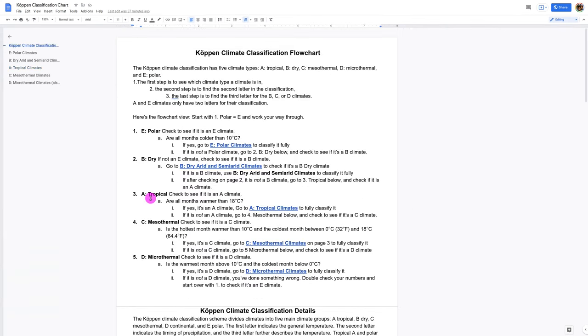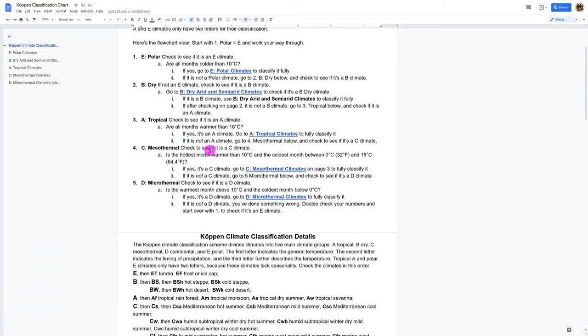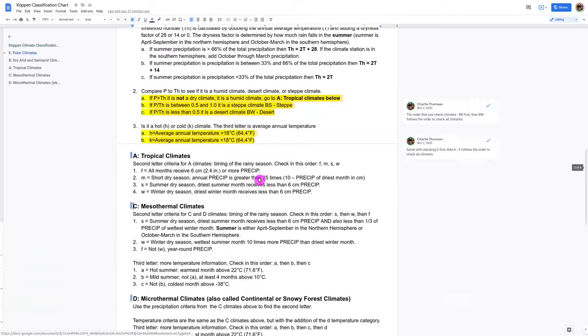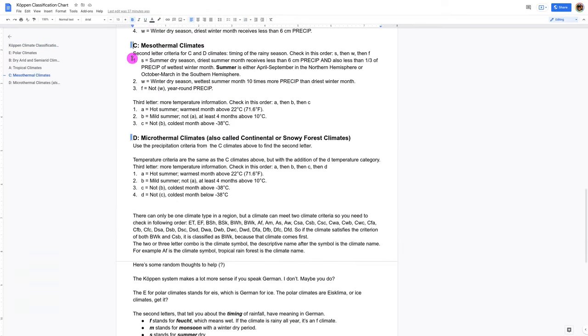But if it's not a tropical climate, then you check to see, is it a mesothermal climate? Is the hottest month warmer than 10 Celsius and the coldest month between 0 and 18? If so, it's a C climate. Go to the mesothermal. So the first thing I would do is double check. Do you have 3 months warmer than 10 degrees? And is the coldest month warmer than zero? Cool, let's find the second letter. So the first thing you check, is it a CS, summer dry season? The driest summer month gets less than 6 centimeters precip, and also less than 1/3 of the precip of the wettest winter month.